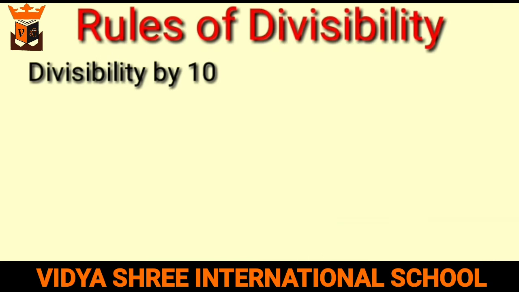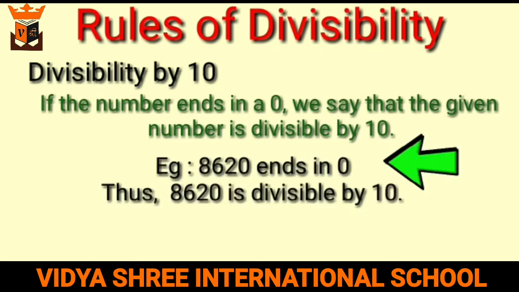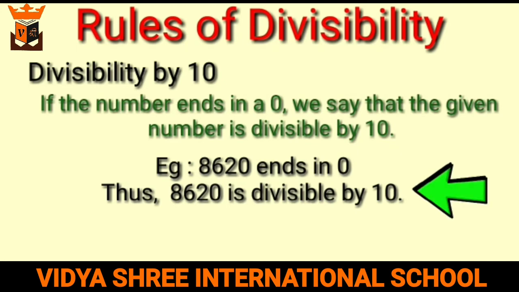Next is divisibility by 10. If the number ends in 0, we say that the given number is divisible by 10. For example, 8,620 ends in 0, thus 8,620 is divisible by 10.